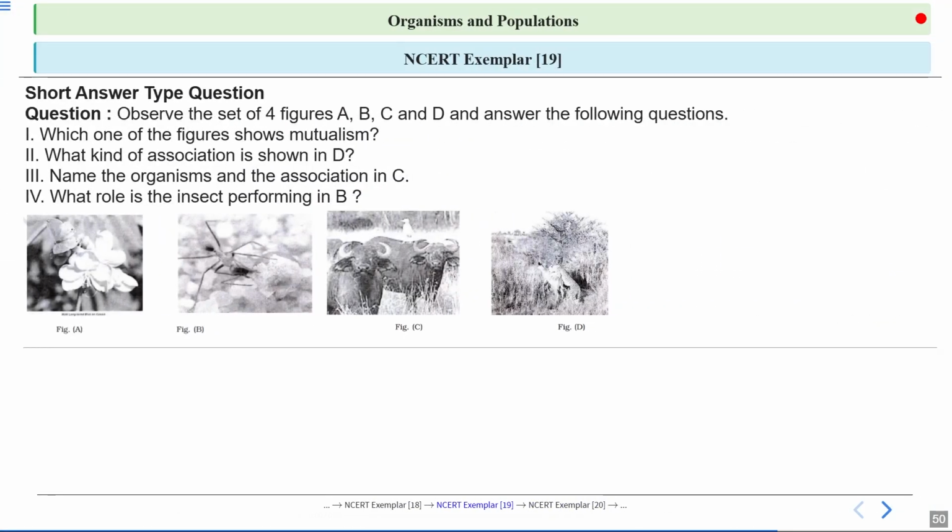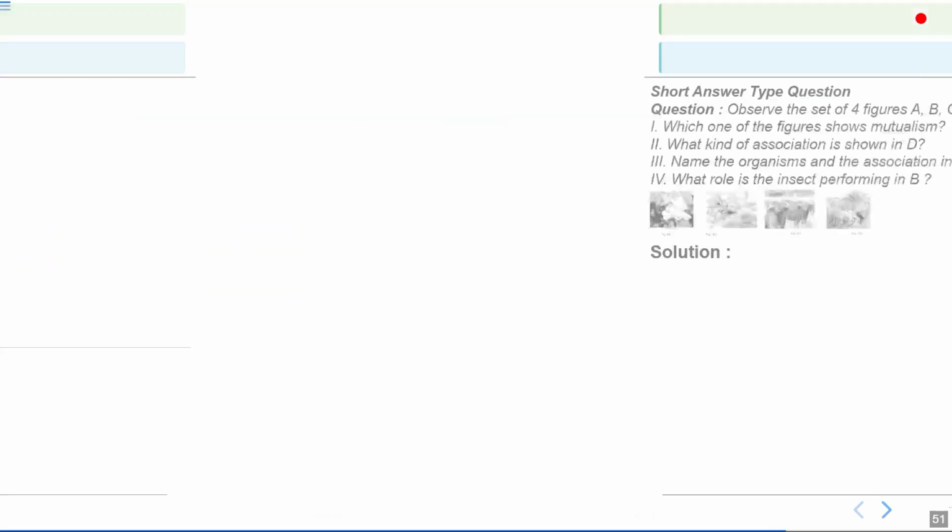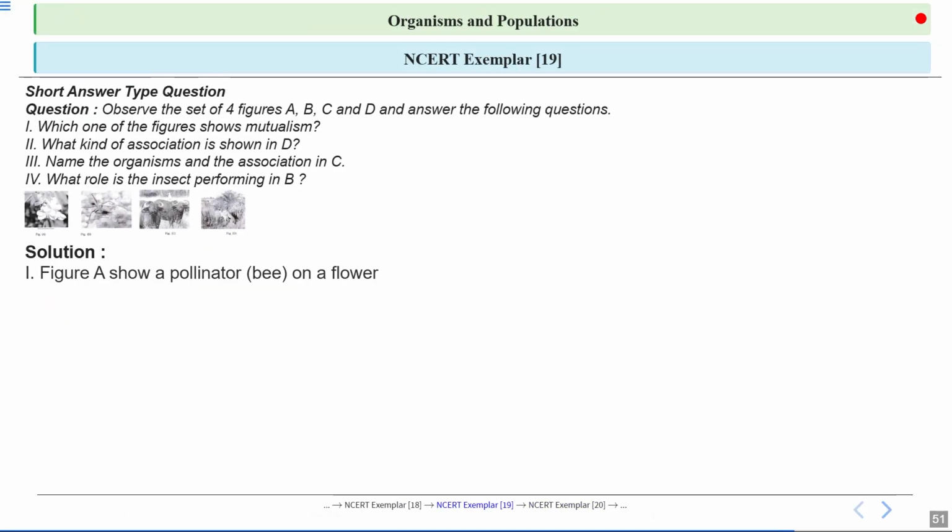Next one, you have to observe the set of 4 figures A, B, C, D, and answer the following. First, which one of the figures shows mutualism. Second, which kind of association is shown in D. Next, name the organism and the association in C. And the last one, what role is the insect performing in B. Let's have a look at the answer.